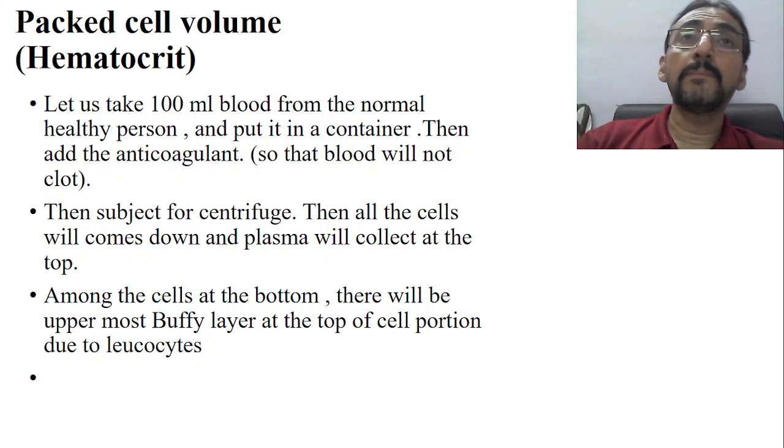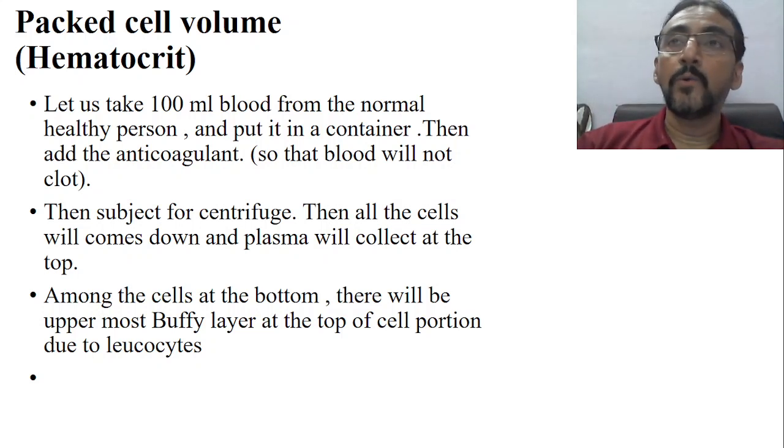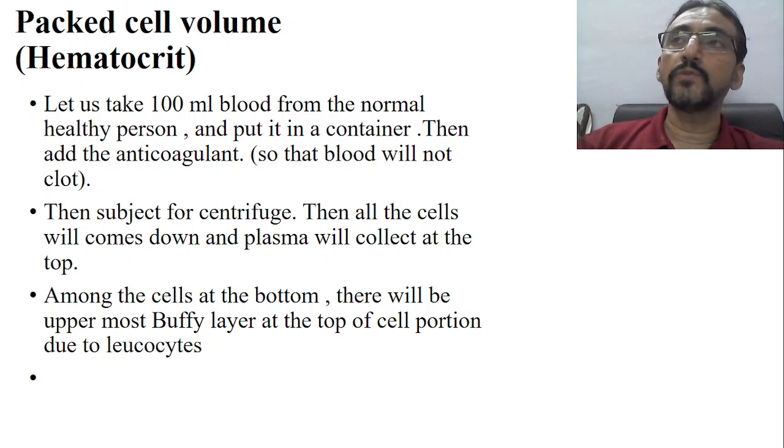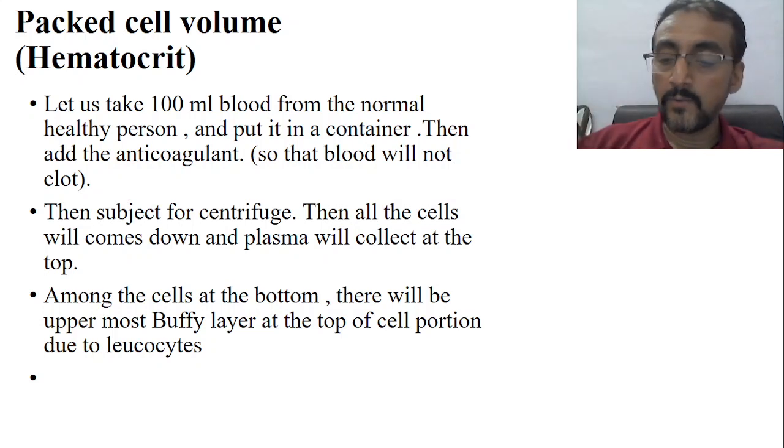Now below the buffy layer, what is present? That is called RBC. I think it's very clear. After centrifugation, the upper portion is called plasma, and in the bottom portion we have a solid material collected. In the solid material, the uppermost layer is called the buffy layer. We have to discard it. What remains after removing the buffy layer is pure RBCs. That means 100 ml of blood contains this much of RBCs. Plasma is collected in the upper part. Now go further.